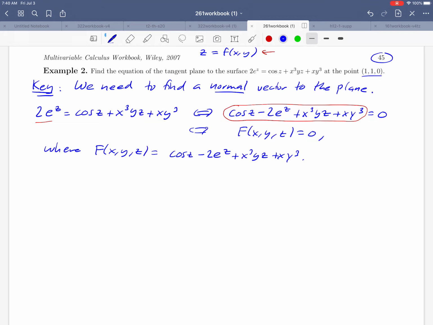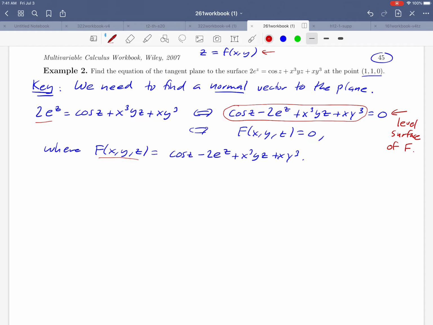Well, by doing that, notice that what we're really looking at here, if you look at this equation as a whole right here, is a level surface of this function capital F that we just created. Why is it a level surface? Well, we took the function capital F and we set it equal to a constant. That's exactly the definition of a level surface.